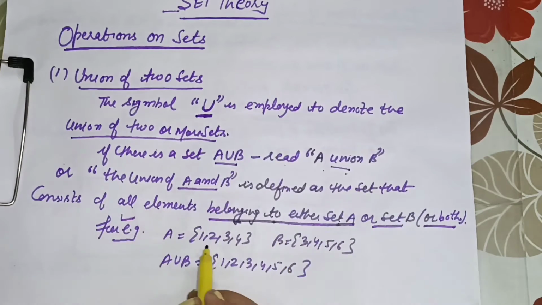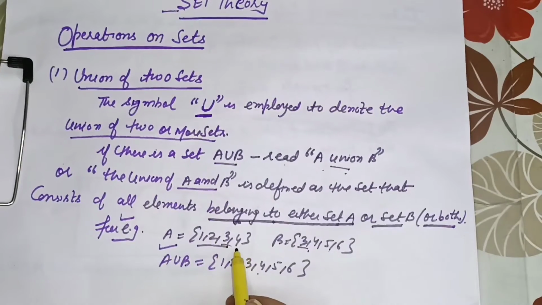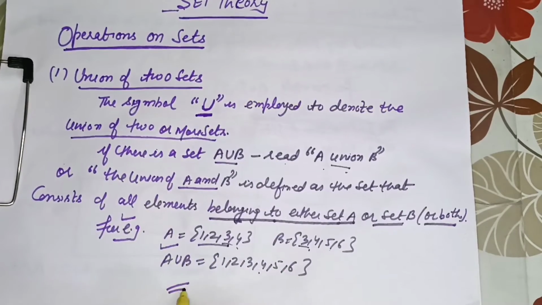For example, A is equal to {1, 2, 3, 4} and B is equal to {3, 4, 5, 6}. So how do I take the union? A ∪ B is equal to... I have to write all the elements of A as well as B but without any repetition: {1, 2, 3, 4, 5, 6}. 3 and 4 are the repeated elements, so I will take them only once. So this is the union.